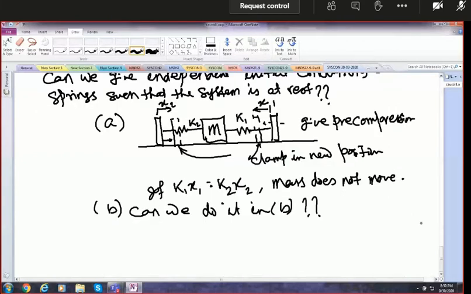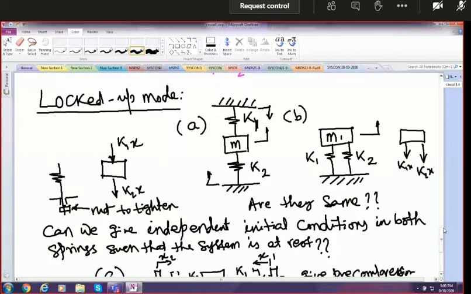Sir, what if we apply a constant downward force on the second configuration such that there is an initial compression proportional to that constant force, which acts throughout the time in which it oscillates? Static configuration, locked up, put zero. Okay, all motion. Yes. So you said, can we do it in B? We can give a pre-compression in B by giving a constant downward force. So both will be same.